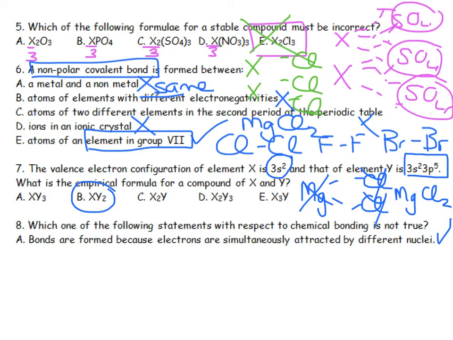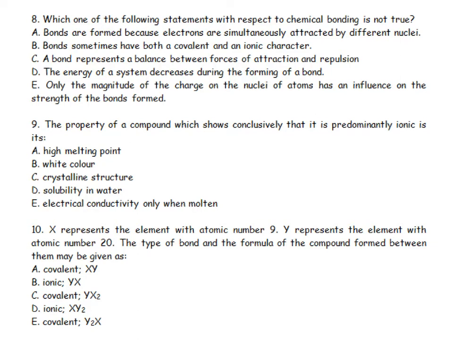That seems like a true enough thing. There's this force of attraction between the nuclei and the electrons of all the participating atoms. Then the bonds sometimes have both a covalent and ionic character. That is also true. They don't have to be wholly polar or wholly non-polar or wholly ionic. Remember, it's a percentage ionicness.